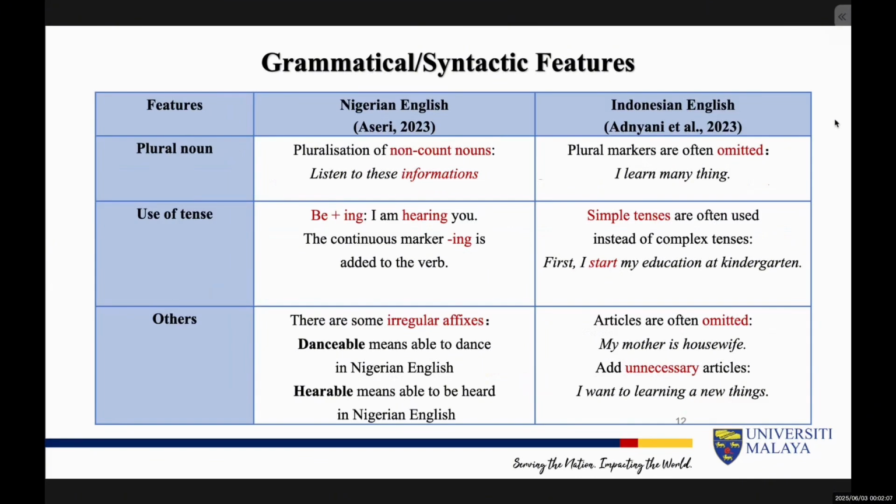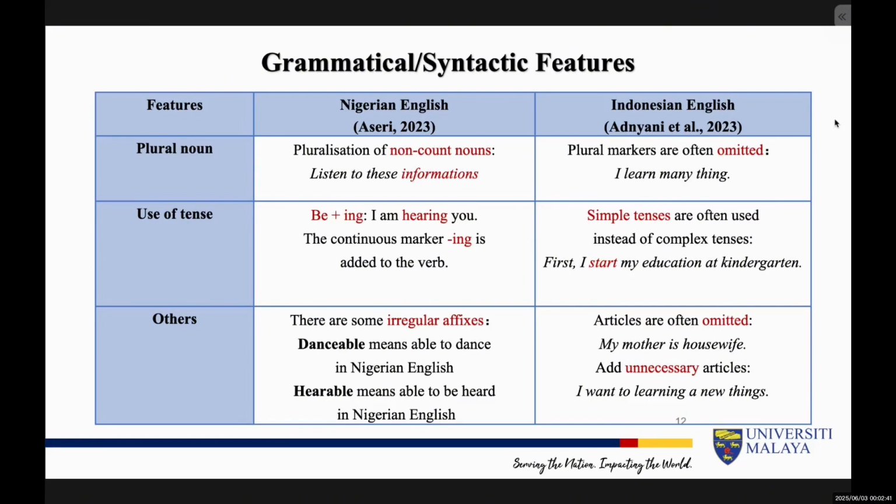In natural English, the non-count nouns will be used in the plural form, just like "informations" in these sentences. And in Indonesian English, the plural markers are often omitted, as seen in this sentence. And the second is the use of tense. In Nigerian English, it will use be plus -ing. The continuous marker is added to the verb here. And in Indonesian English, it often uses simple tense instead of complex tense, like "start" in this sentence.